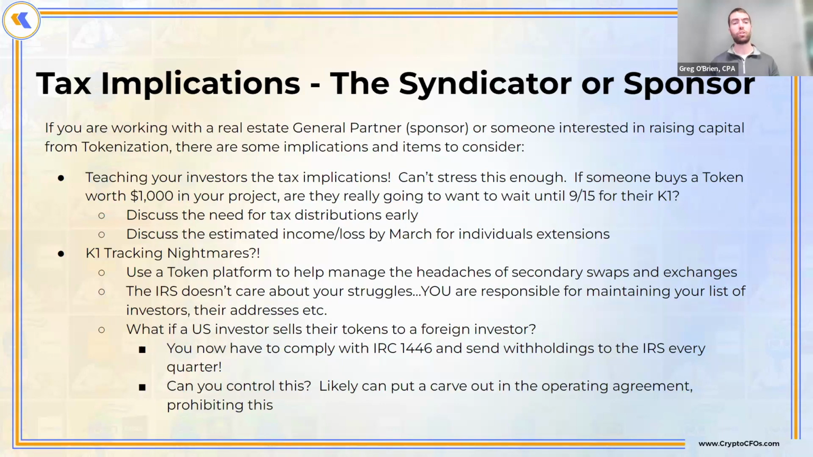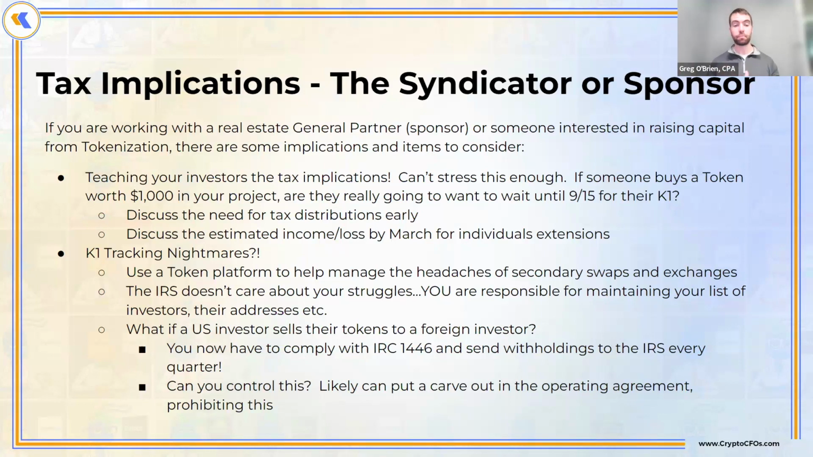Number two here, K1 tracking. So obviously, if you're going to get into this from a token perspective, you're going to use a platform, right? There's going to be a platform to help you manage this, especially with the headaches of secondary swaps or exchanges. Remember, there's no special regulations around this. The IRS does not care about your struggles as the syndicator figuring this all out. You, as the project sponsor, the general partner, the tax matters partner on this tax return, are responsible for maintaining your list of investors, their addresses, their tax identification numbers, social security numbers, etc.